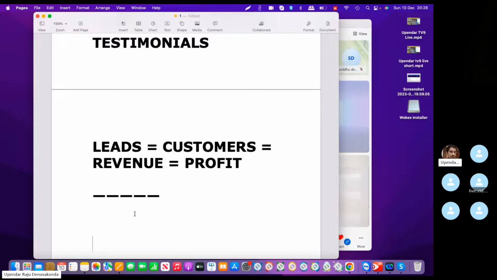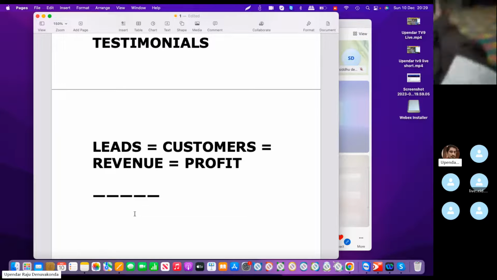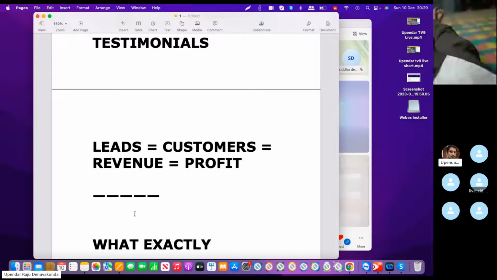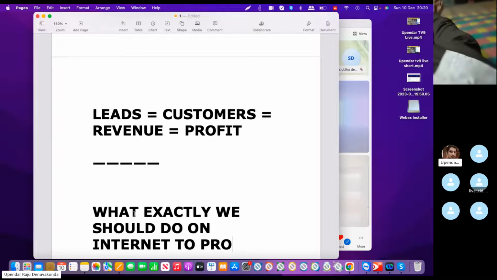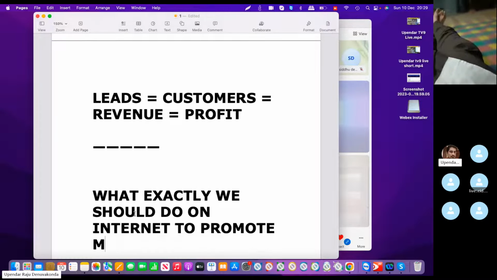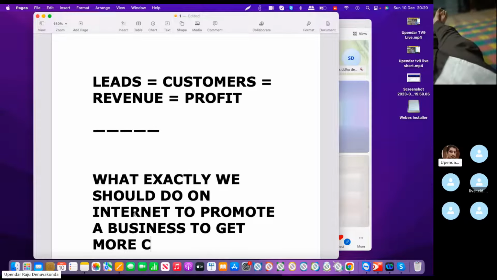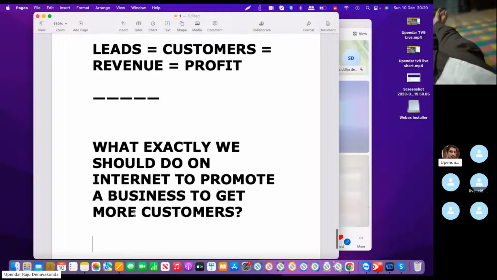So I hope it is clear. It is clear that the internet is most important for any business growth and any business marketing. But the one question we have right now is, what exactly are we supposed to do on the internet to promote a business and get more customers? This is the one question.